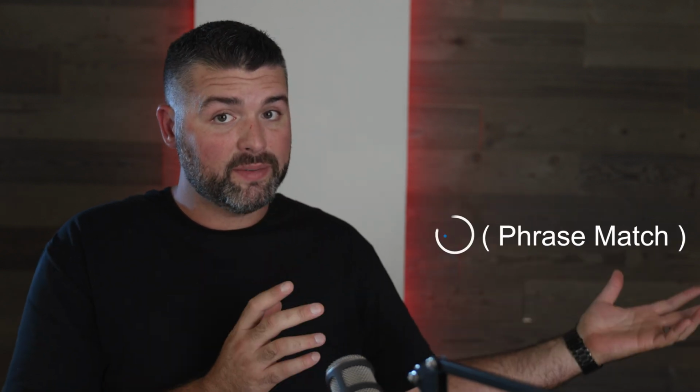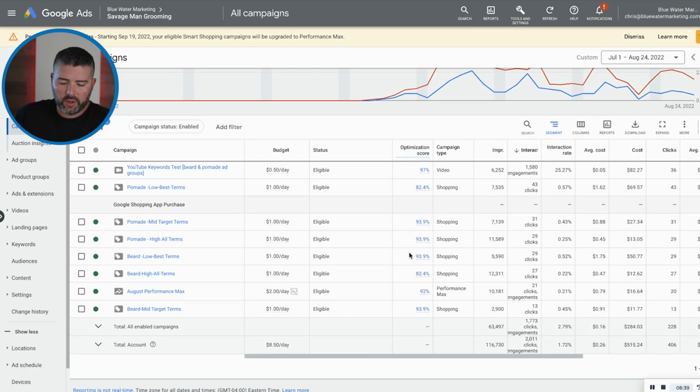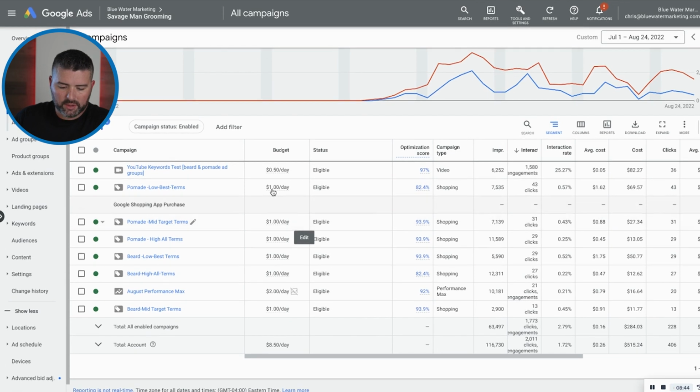Now, when I go into modifiers, remember, there's three. There is broad match, which is just the word. We have phrase match, which has the quotation marks. And then we have exact match, which is a bracket around the word. And so when we're doing our manual cost per click bidding strategy, we want to have control of all of those. So what I'm going to show you right now is our Savage Man Grooming ad campaign structure.